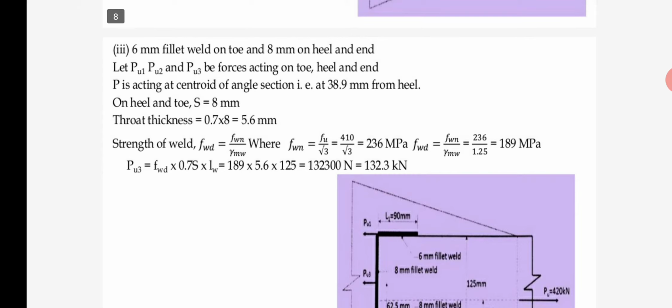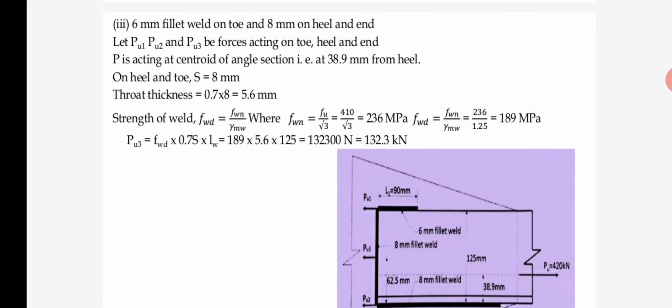Our third condition, or you can say the third criterion of the example, is a 6 mm fillet weld on the toe and 8 mm on the heel. Now both weld sizes are different. Again three forces are acting on toe, heel and end: PU1, PU2 and PU3. P is acting at the centroid of the angle section, 38.9.